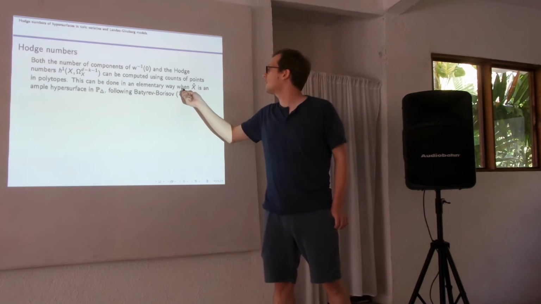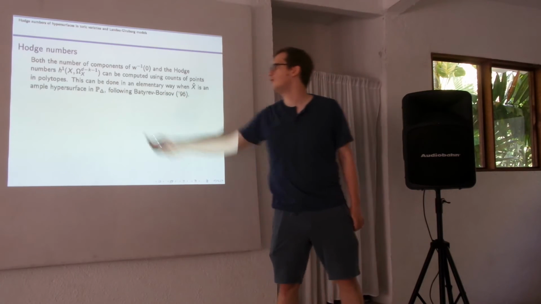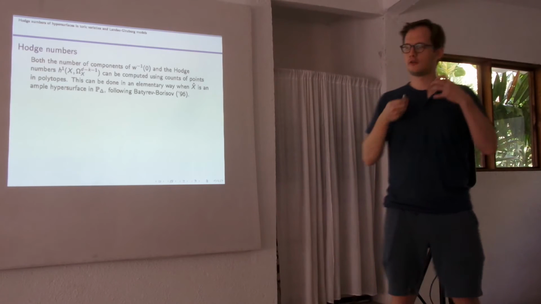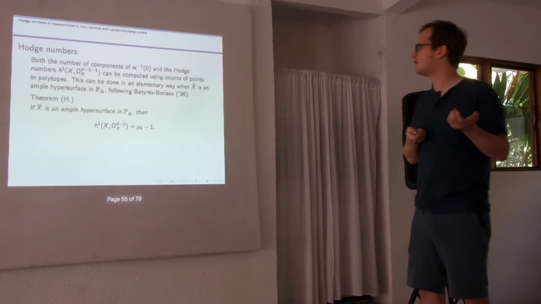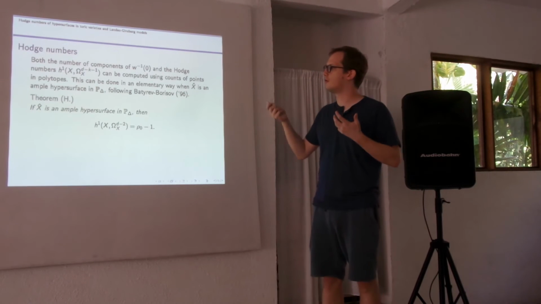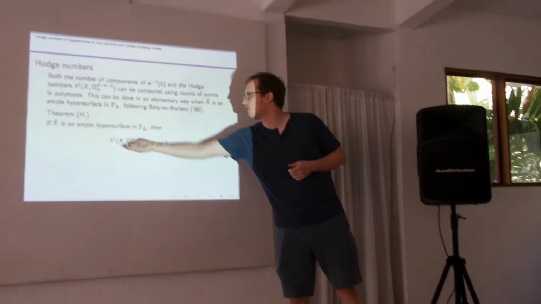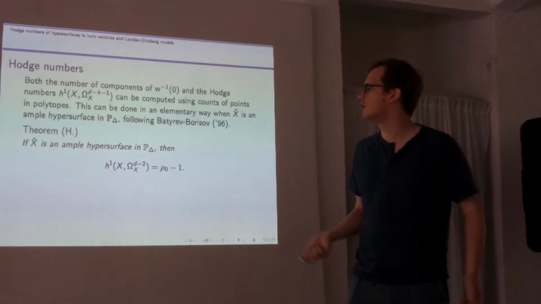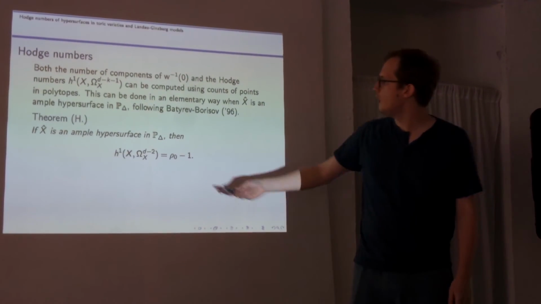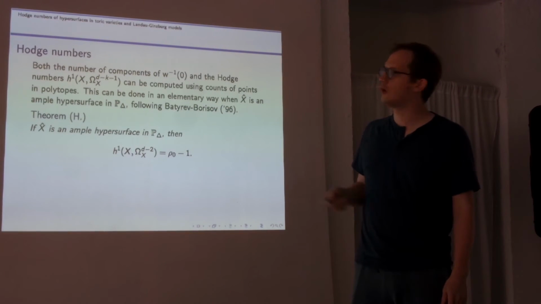And when you restrict to the case where x hat is an ample hypersurface in P delta, this becomes extremely simple. So the theorem here is that in the case where it's an ample hypersurface in P delta, then it's exactly true. So this is the stand-in for the Hodge number here, or is the Hodge number. And this is different. This isn't exactly what I predicted, right?